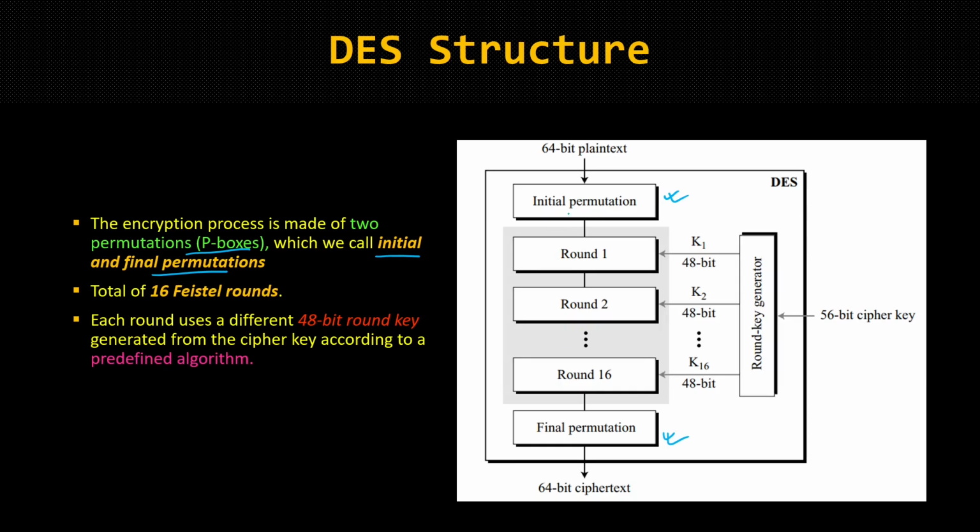Okay, between this initial and final permutation there is a total of 16 rounds, which are also known as 16 Feistel rounds. So each round uses a different 48-bit round key generated from the cipher key according to a predefined algorithm. So this 56-bit cipher key is fed to this round key generator, which produces a 48-bit key for each of the round. Now let us take a look at what this initial permutation and final permutation are.